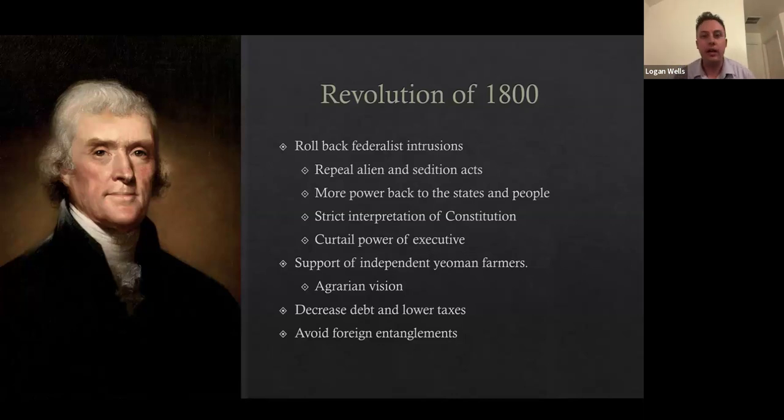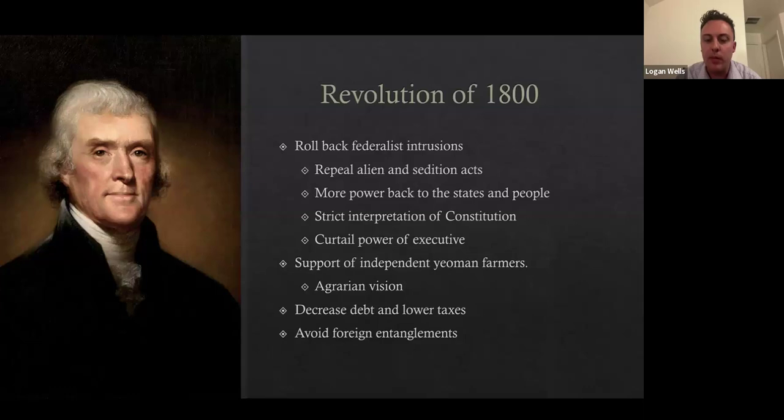So he repealed the Alien and Sedition Acts, right? They were incredibly unpopular. He wanted to give more power back to the states and the people. He wanted a strict interpretation of the Constitution instead of a more flexible view, kind of using the necessary and proper clause to pass whatever legislation they wanted. And he wanted to curtail the power of the executive.